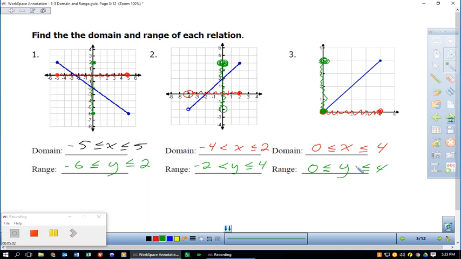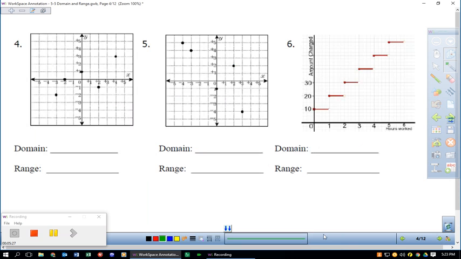These do not say the same thing at all. The domain says it lives from 0 to 4, going left to right. The range goes from 0 to 4, going bottom to top. So it really means it lives in this little 4 by 4 grid. They do not say the same thing. The x in the middle or the y in the middle makes a big difference. Make sure you are careful about that. All right, number 4. We have some that are a little bit different.